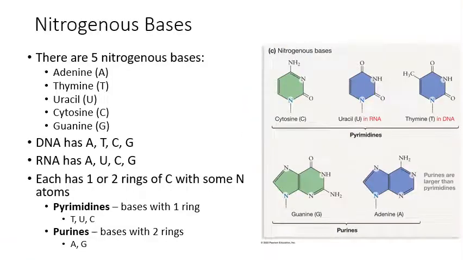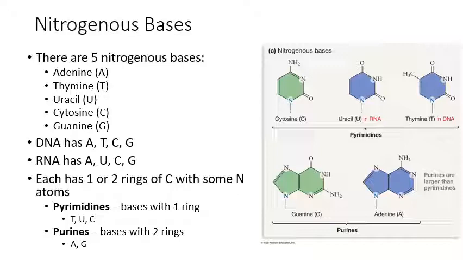So you have 5 total nitrogenous bases that are possible to find in DNA or RNA nucleotides. They are adenine, thymine, uracil, cytosine, and guanine, or A, T, U, C, and G. In DNA, you can find adenine, thymine, cytosine, and guanine. In RNA, you can find adenine, uracil, cytosine, and guanine. So basically, they have 3 nitrogenous bases in common, and then in DNA you can find thymine or T, and in RNA you find uracil or U instead.